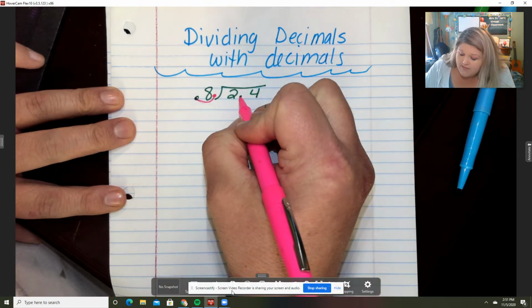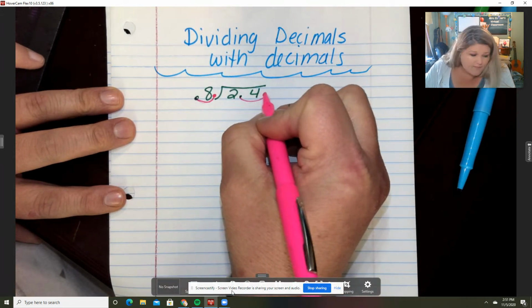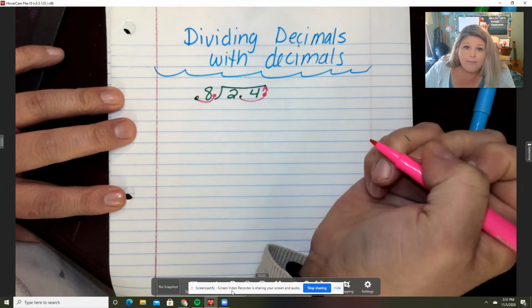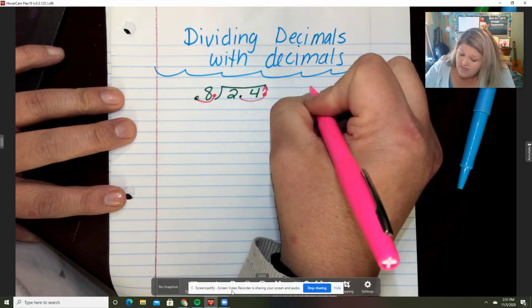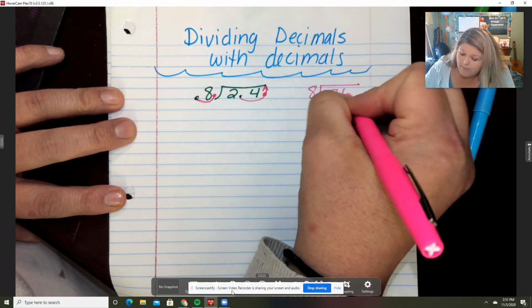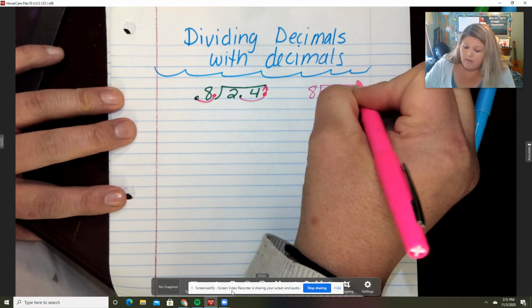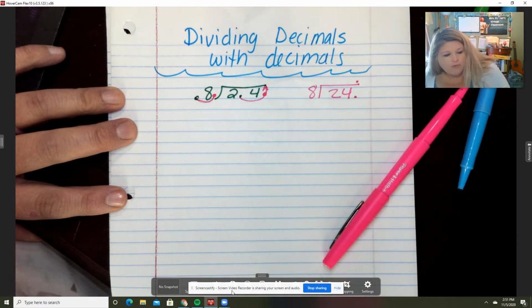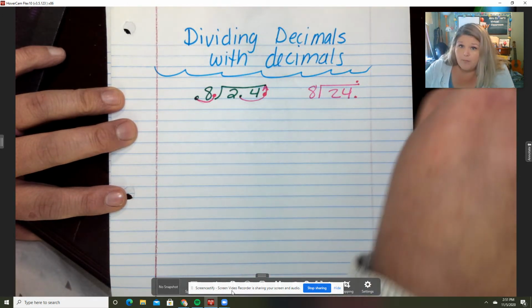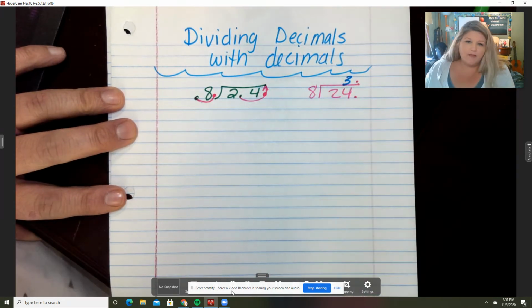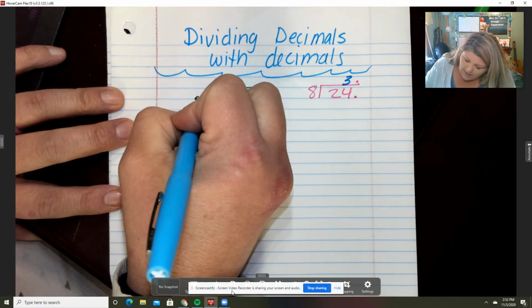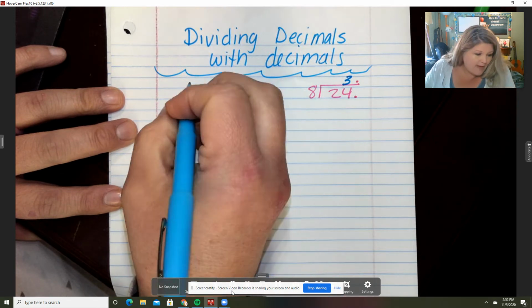So I'm going to take this decimal and I only have to move it once. And then once you move it, you're just going to move it up like you normally do, and then rewrite your problem and you're ready to go. Okay? And then that's a really simple division problem because 8 divided into 24, it's just 3. That's a simple multiplication fact. Okay? So what you're going to do, I'm going to write out the steps so you have them.